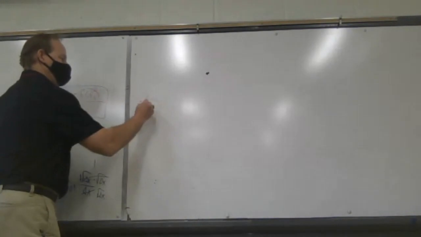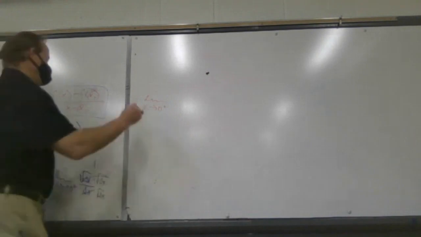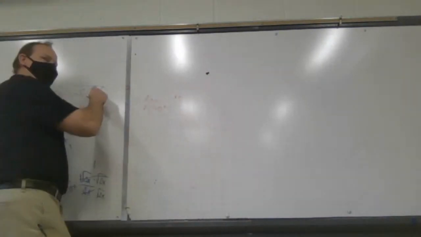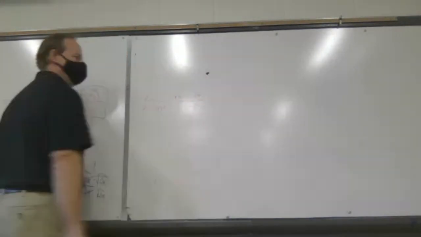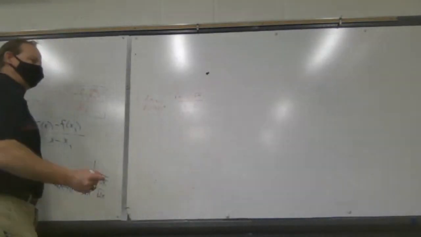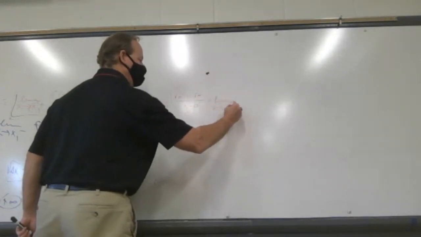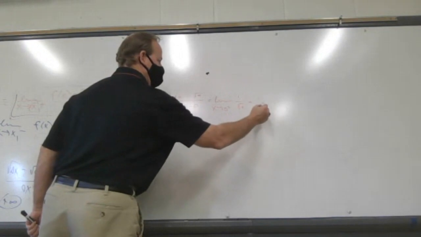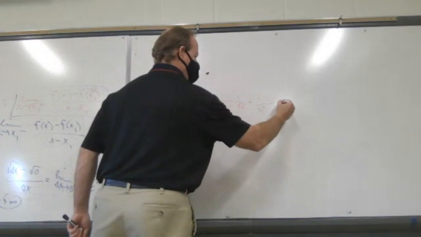This would be the limit as x approaches 0 from the right of f of x, which is just the square root of x, minus f of 0, the square root of 0, all over x minus 0. So it ends up being the same deal. It's the square root of x over x, which is 1 over the square root of x. So it's the limit as x approaches 0 from the right of 1 over the square root of x, which is 1 over the square root of a positive 0, which is a positive 0, which explodes to positive infinity.